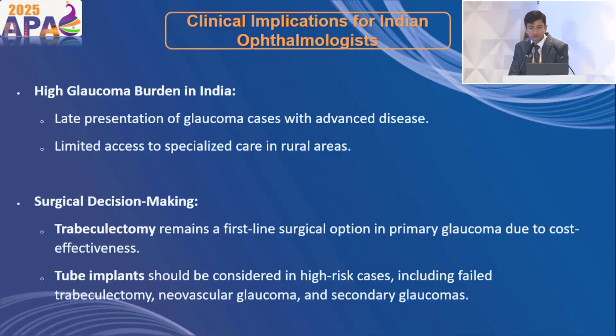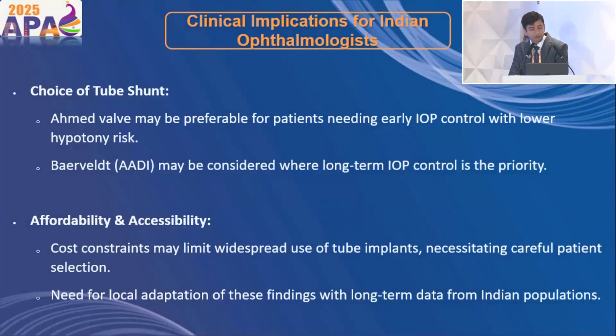So these surgeries are very significant for us, and TRAB, I would say, still remains the first line surgical option in these late presenters or advanced cases because of the cost effectiveness also. Tube implants should be considered for higher risk cases, including failed TRABs and secondary glaucomas. Affordability and accessibility is something that we need to understand.